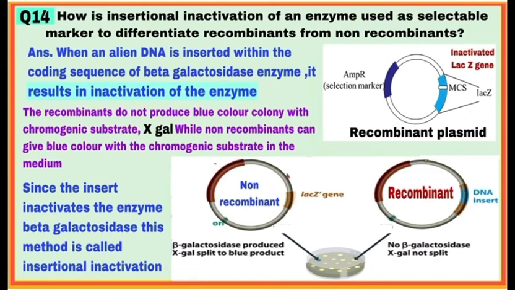Question 14. How is insertional inactivation of an enzyme used as selectable marker to differentiate recombinants from non-recombinants? When we ligate foreign DNA into the coding sequence of beta galactosidase enzyme, then it becomes recombinant and the enzyme gets inactivated. Recombinants with the chromogenic substrate X-gal do not give blue color because they are not able to form beta galactosidase enzyme, whereas non-recombinants can give blue color with X-gal chromogenic substrate. So, we can differentiate recombinants from non-recombinants. Since the insert inactivates the enzyme beta galactosidase, this method is called insertional inactivation.